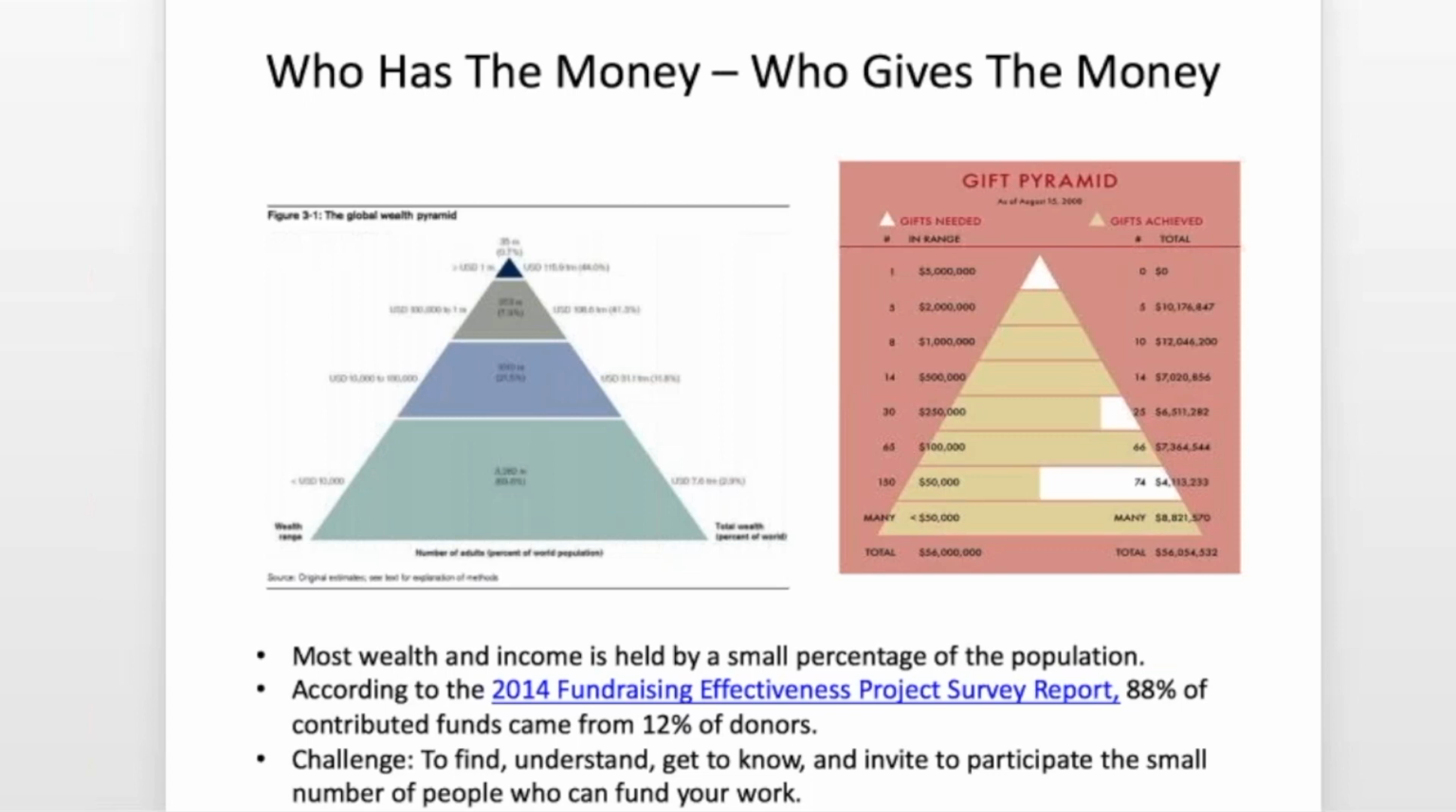We're going to have to get to know those people over time and then invite them to be more and more involved in our work, to really share partnership with them in order for them to make these big investments. And what we see is that plays out with the gift pyramids we all know so well, where there's a small percentage of people who usually give us the majority of the money. And again, as I had mentioned earlier, according to the 2014 Fundraising Effectiveness Project Survey report, which is terrific, and it's hyperlinked in these slides, 88% of the contributed funds come from 12% of the donors.